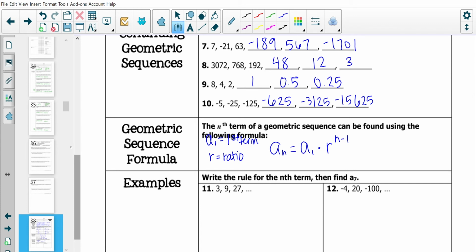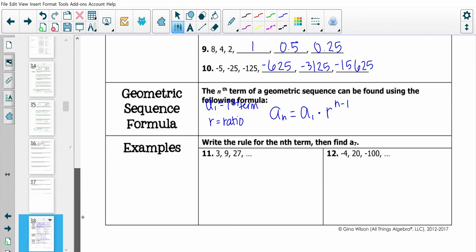And n is whatever you're solving for, the nth term. Okay. So we have to write the rule and then find n, or whatever n we're looking for on all these. We're finding a sub 7. So my rule first, before we even get anywhere with the 7, we have a sub n equals, what is my initial value, my first term? 3. 3 times, what is my r here? 3 to the n, nope, we're not there yet, minus 1.